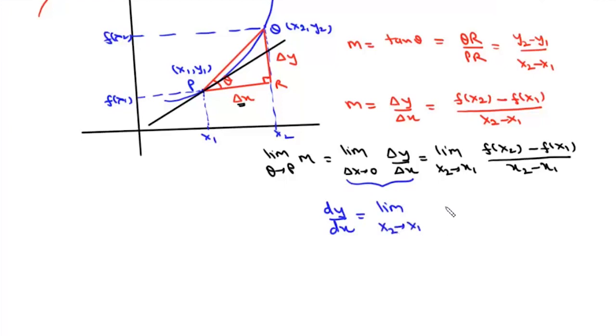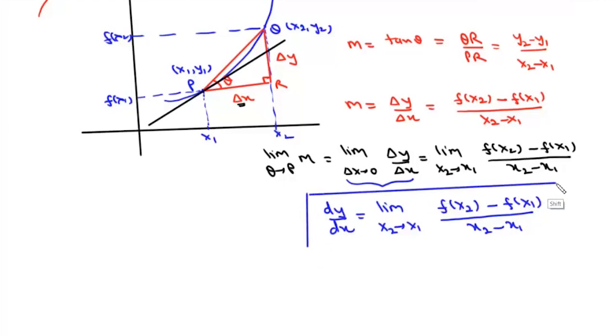So dy by dx at this point P will be given by this limit, x2 tends to x1, f(x2) minus f(x1) upon x2 minus x1. So this is how we define the derivative at any point.